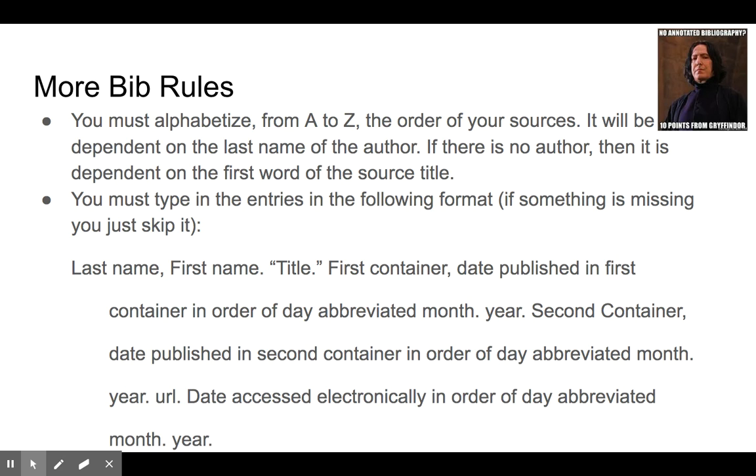So we have last name, first name, title, the container, when it was published, with the day and then the abbreviated month and the year. After that, you are typically going to be moving on to the URL and then the date you accessed the source electronically. So when you looked at it with the abbreviated day, month, and year, okay?